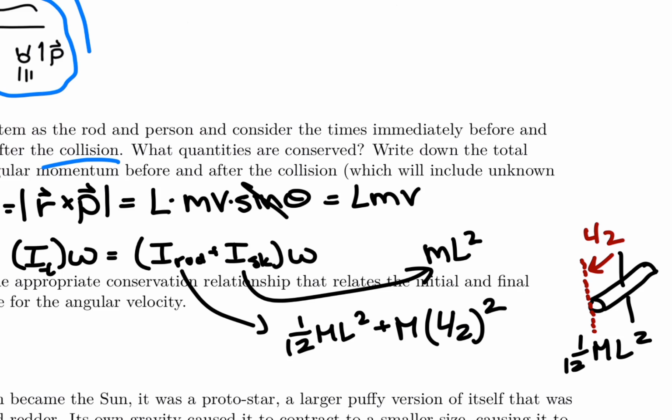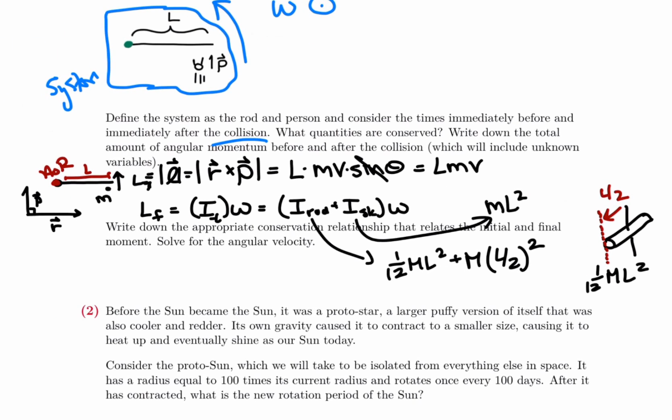All of these give us numbers, except omega, which we do not know. And then the conservation law is that L little mV then equals I total omega. Essentially you know everything except omega, and you can solve for omega.